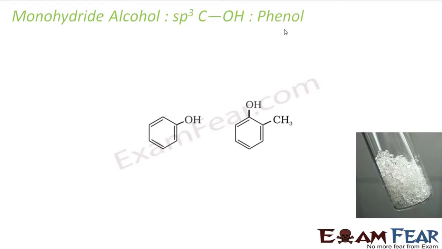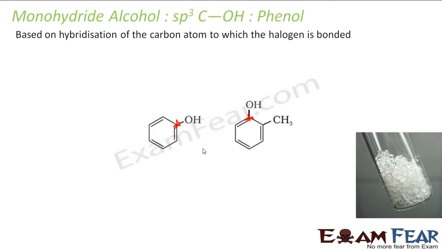And then I have phenol. So phenol, if you see, the star carbon itself is part of the benzene ring. This is my star carbon here. The star carbon itself is part of the benzene ring. Correct? So these are my phenols. This is my phenol, this is my phenol.